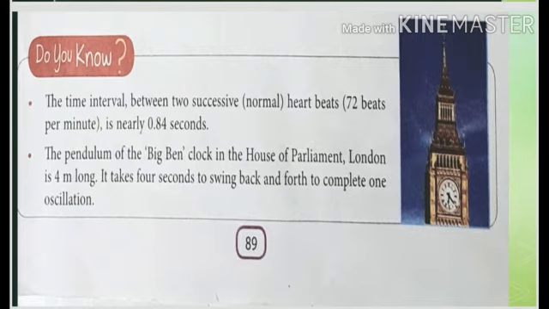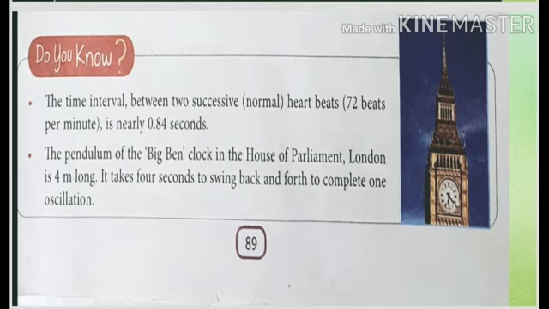Do you know, one fact is with us, dear student. What about this? Do you know? One fact is about our heartbeat, and the second is about the Big Ben clock present before the Parliament House of London. The time taken between two successive heartbeats, दो heartbeat के बीच का जो time होता है, that is 0.84 second. It means in a minute our heart beats 72 times.